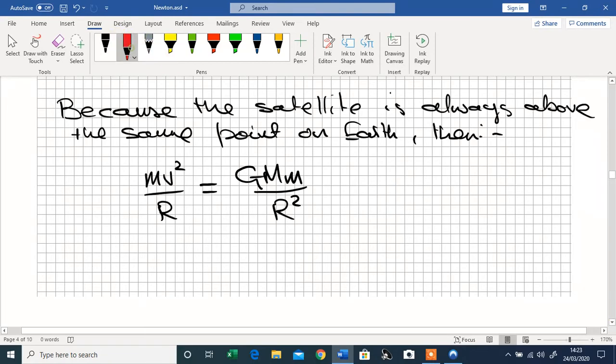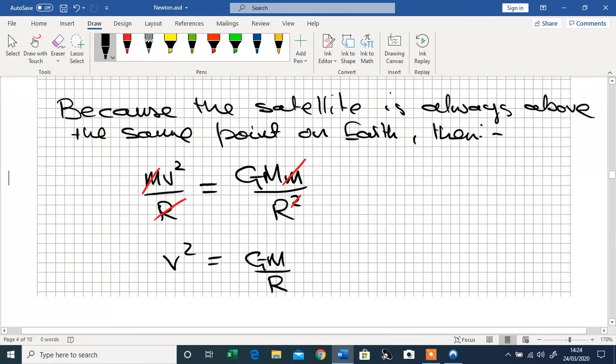Now, as before, you can see that the m's cancel and one of the R's cancels on both sides. And that leaves us with v squared equals GM over R.